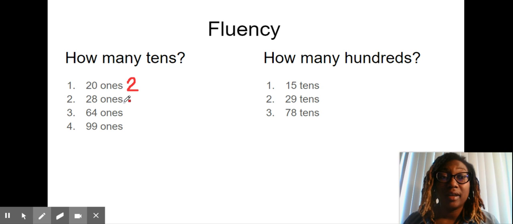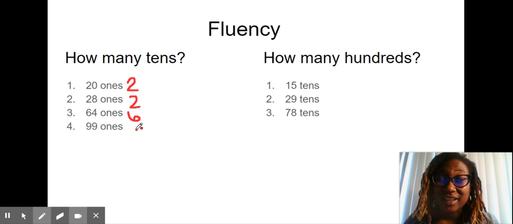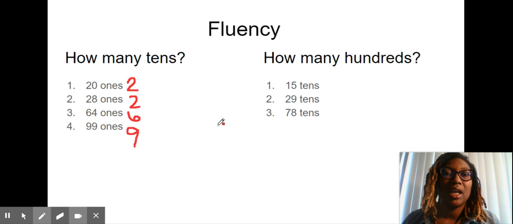28 ones has 2 tens. It doesn't quite have 3 tens, right? It's 2 tens and 8 ones. 64 ones has 6 tens. And then 99 ones is almost 10 tens, right? But not quite. It has 9 tens.